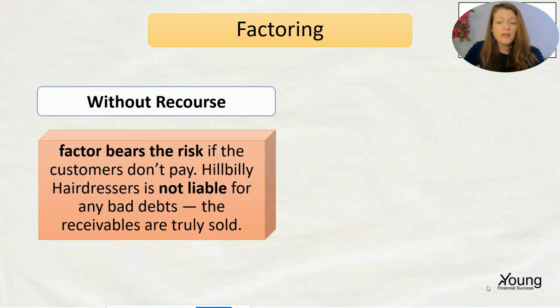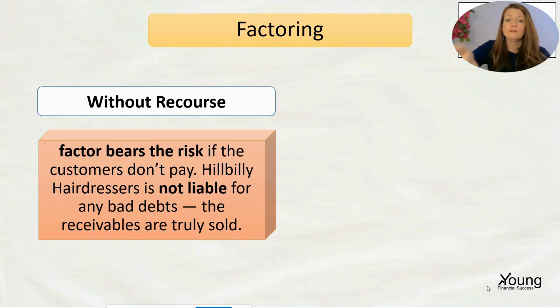So factoring is where we are going to be using our accounts receivable to get some money again, but it can be with or without recourse. If it is without recourse, this is where they have sold their accounts receivable, and the factor, the collecting of the accounts receivable, is going to bear the risk. So the collections agency, if they purchase the accounts receivable, bears the risk if the customer doesn't pay. Hillbilly Hairdressers is not liable for any bad debts. The receivables are truly sold.